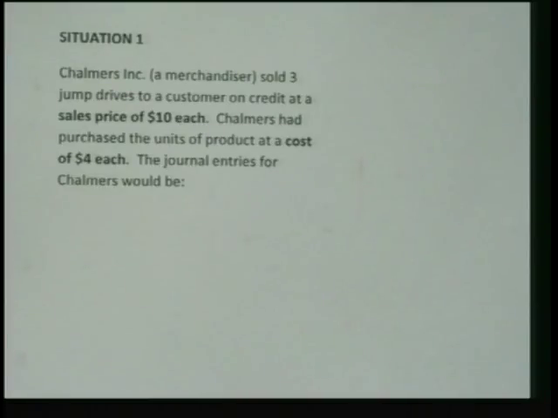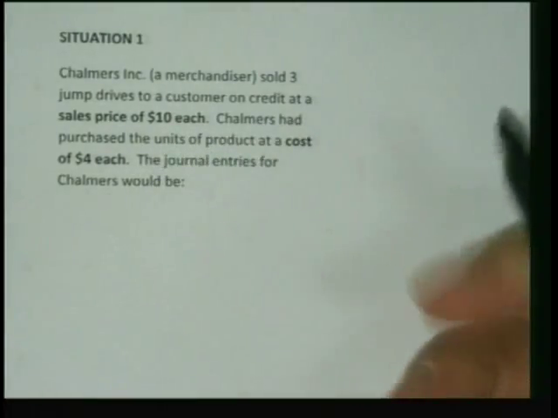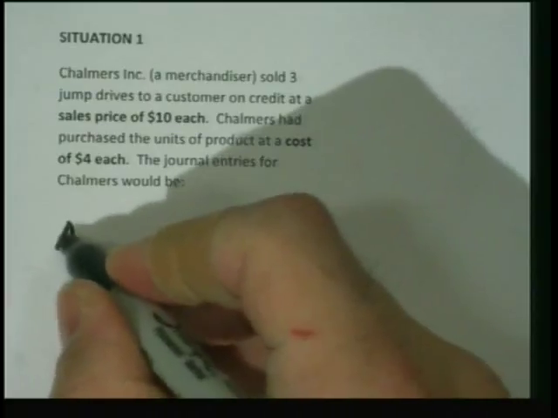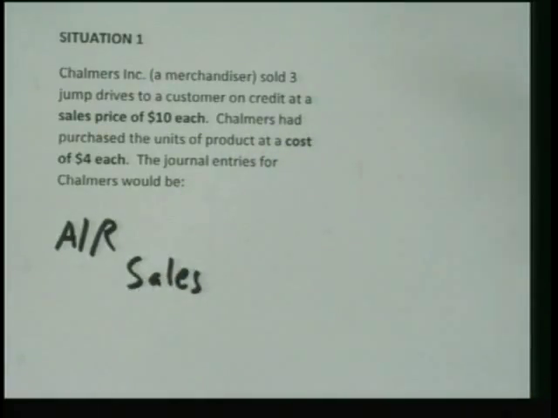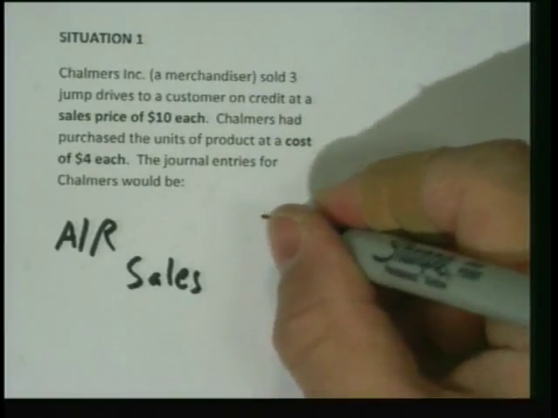You know what a jump drive is? They're those little flash drives that you use. Chalmers had purchased the units of product at a cost of $4 each. Okay, the journal entry for Chalmers would be, well, let's make those. And this should be very easy to do because we just did it in Chapter 5. We would debit accounts receivable and credit sales for, let's see, 3 times the sales price, which is 30. Is that correct?